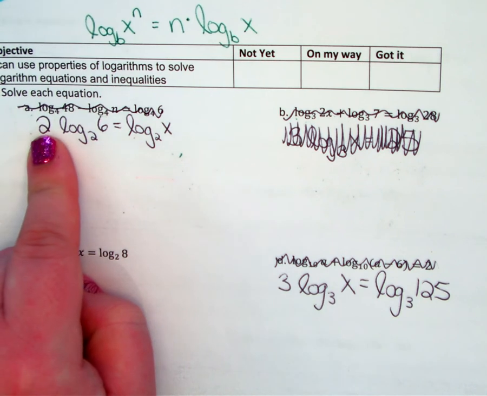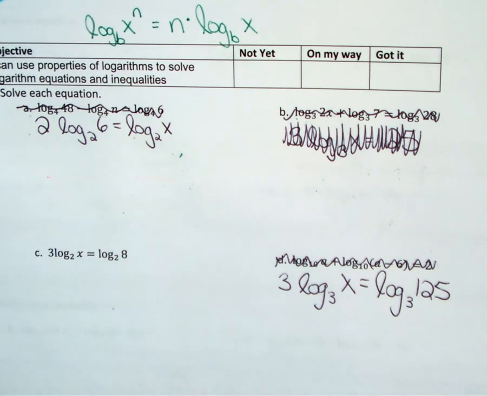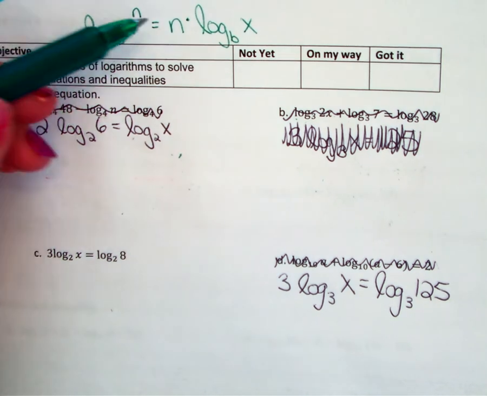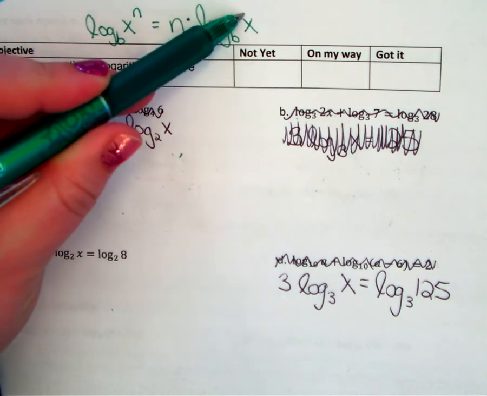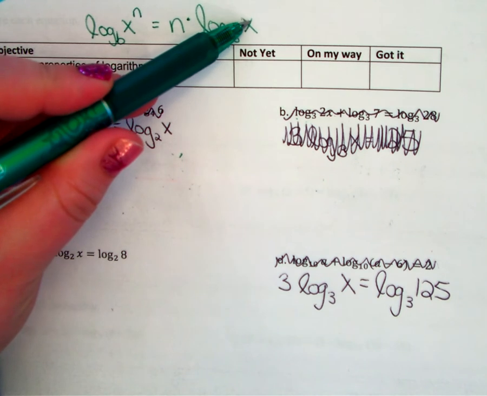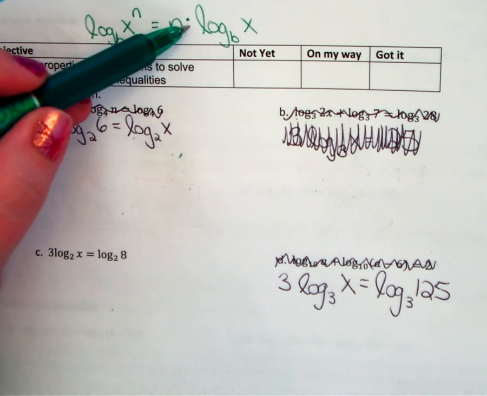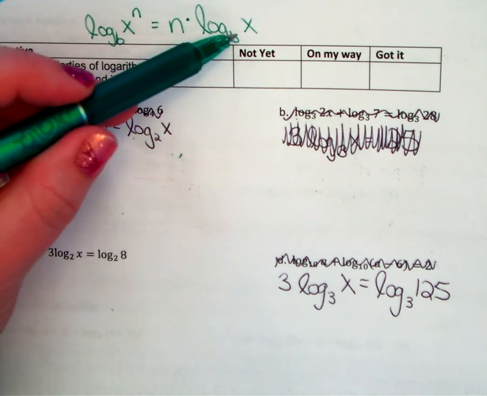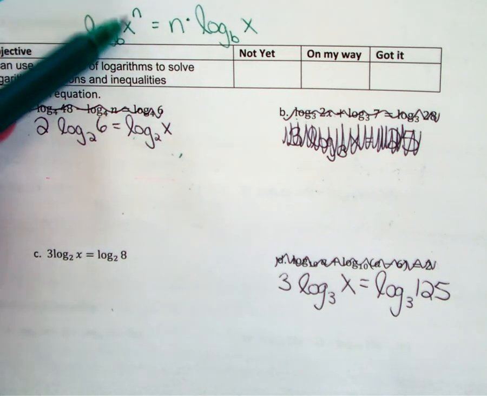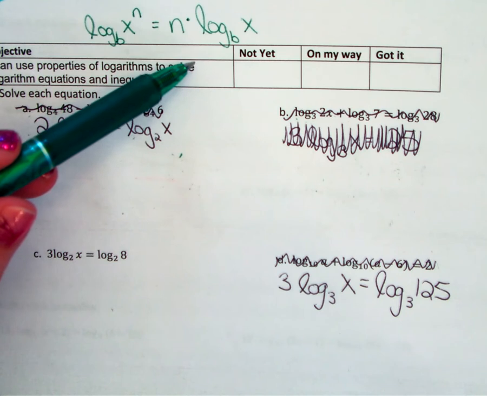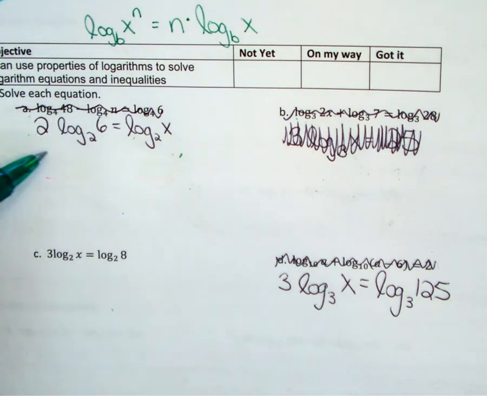How we're going to deal with that is using the powering property. The powering property indicates that when there is a number in front of a log, we can move it to be the exponent of the number after the log. So this n times log base b of x can be changed to be log base b of x to the nth power. And if it was written this way, we'd be able to write it in reverse as well.